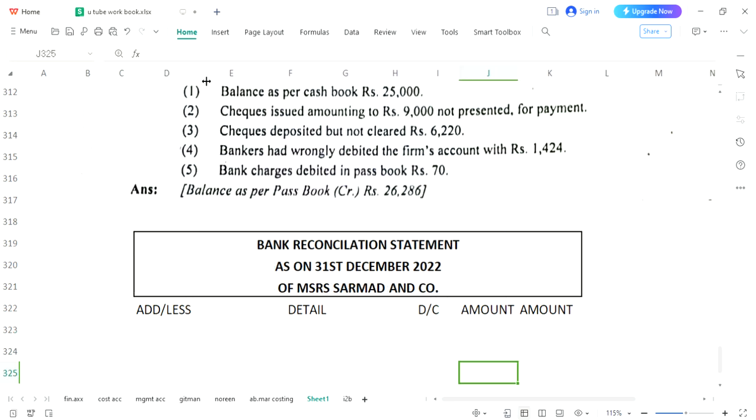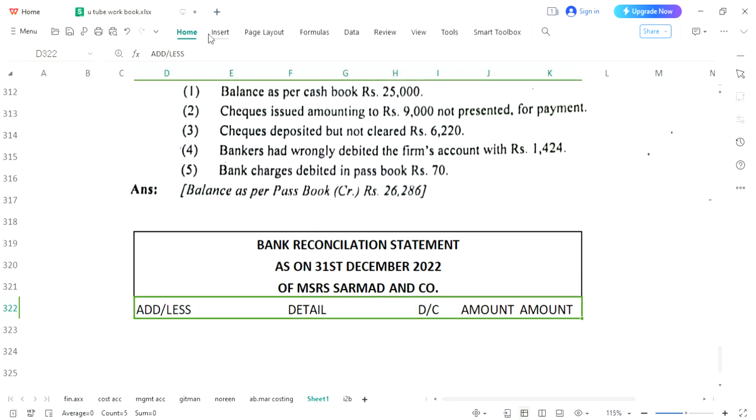So guys, these are your headings, but my first request is that you are required to be good in your rules. Rules are very important, without which it would be very difficult for you to understand. So it is requested to see previous videos regarding rules of bank reconciliation statement. So let's start our question.